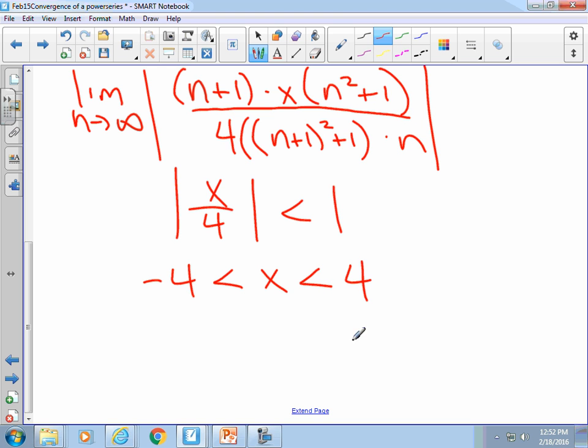What I don't know is what about 4 and negative 4? Because remember, the ratio test is invalid when the limit equals 1, and I must use some other test. Any questions so far?